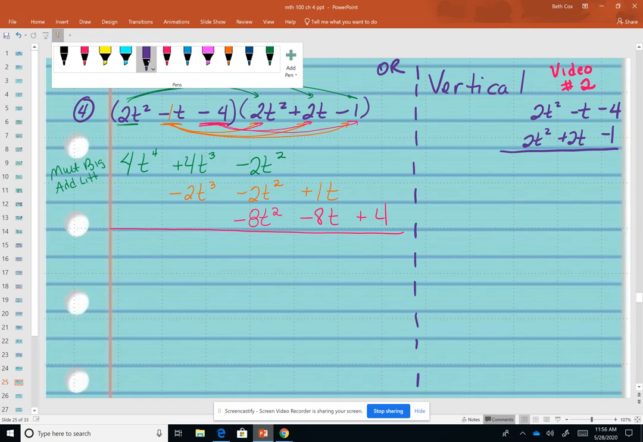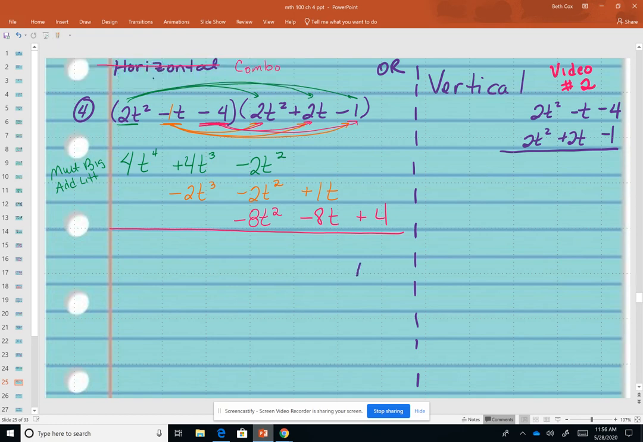Okay, so now I'm going to add these like terms, so that's a positive 4. These like terms is going to give me a negative 7t. That's going to give me a negative 12t to the second. That's going to give me a positive 2t to the third. And this will give me a 4t to the fourth. And so there's my final answer.